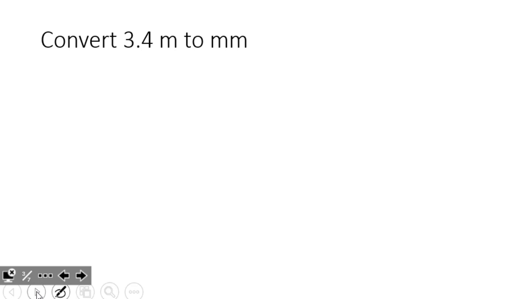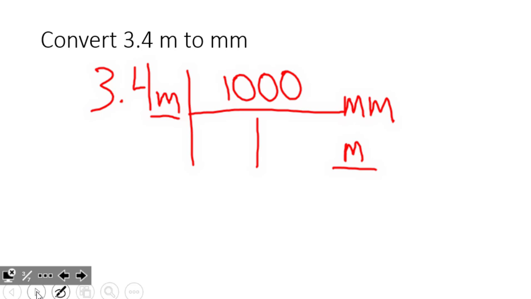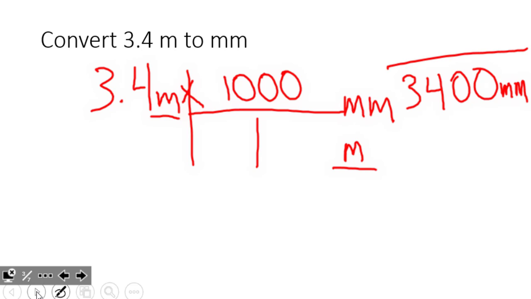All right, next. 3.4 meters to millimeters. So this time we're going to millimeters. Okay. Once again, the process is the same. Unit that we start with goes here. Which one is larger, meters or millimeters? Meters is larger, so it gets the 1. 1,000. We end up with 3,400. Okay, so 3.4 times 1,000 divided by 1 is 3,400 millimeters.